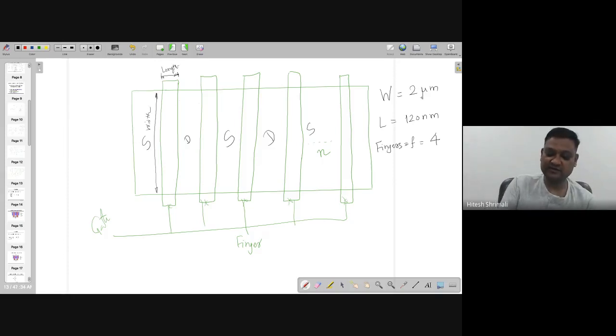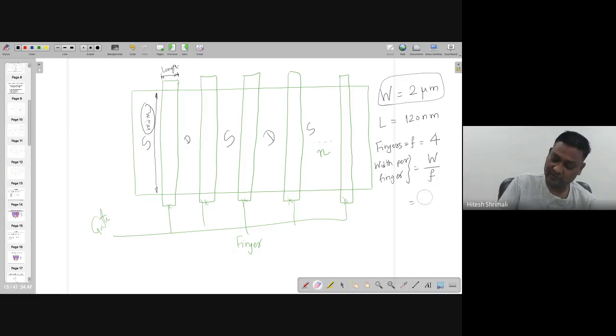So when you are giving this value, it's actually for total, for all the fingers, all the width. What I mean to say is, there is one more word you can find in Simica: width per finger. Width per finger means one finger will have a width of whatever the width given to you divided by F. In this case, it's 500 nanometer.